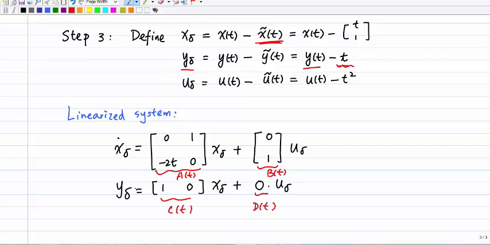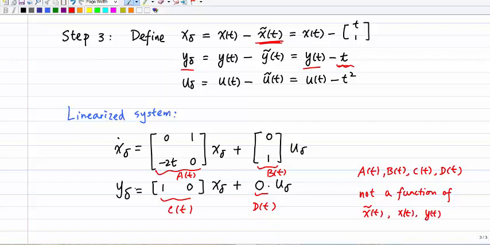So here you might have found that when you do this, the A, B, C, and D are not constant. They depend on the actual t value. But At, Bt, Ct, and Dt are not a function of x tilde t, not a function of xt, not a function of yt. Anything like that shouldn't appear here. You also don't have ut inside. So it's not a function of any of this. It should be a function just of t or some constant value.